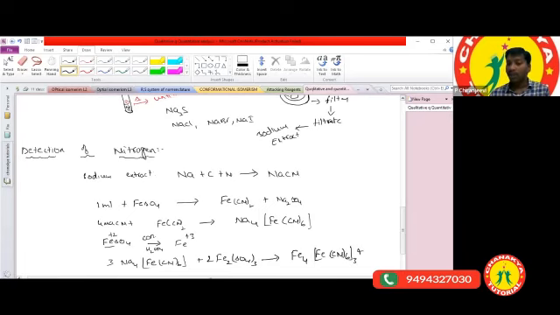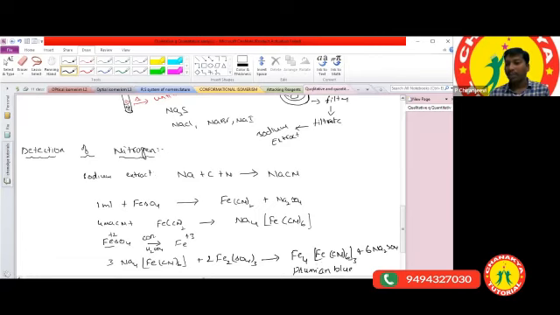Plus, what are the byproducts it forms? It forms 6 moles of sodium sulfate, Na2SO4. The Fe4[Fe(CN)6]3 appears as a Prussian blue color. So whenever you get a Prussian blue color, that indicates the presence of nitrogen.